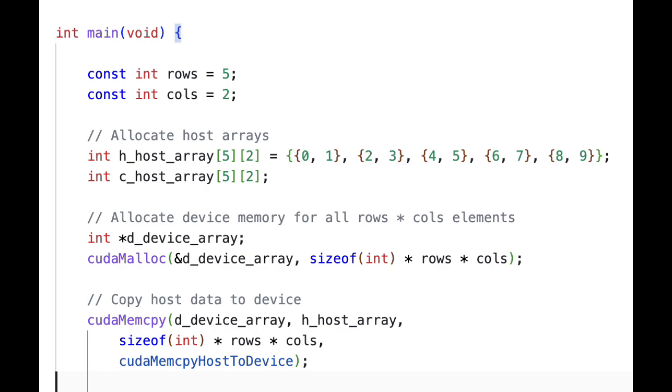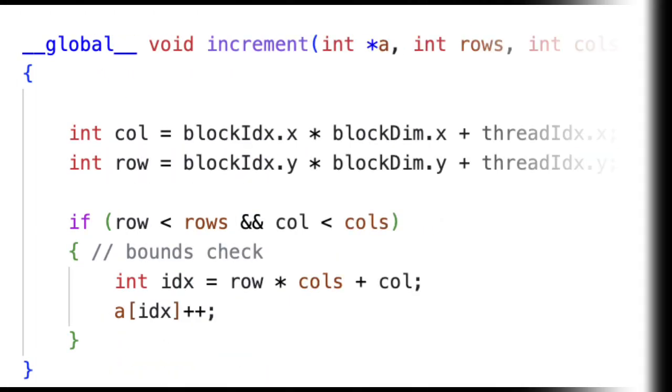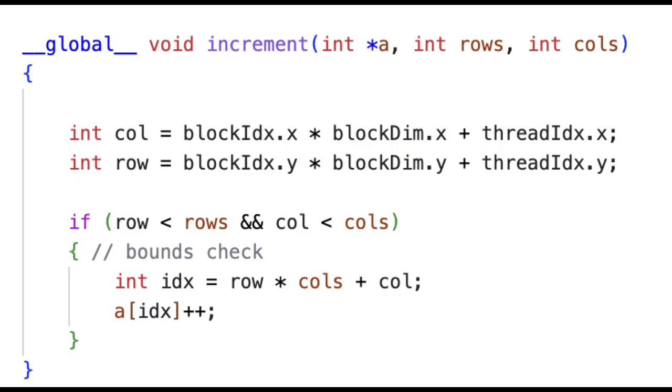Okay, here is our setup code in main. We create a 5x2 matrix. Next, here's our kernel function. Remember, it does not store the matrix elements. It just retrieves them from GPU memory using the row and column locations. Then it writes the scalar back to the GPU location pointed to by the pointer. In our example, it's d_device_array.